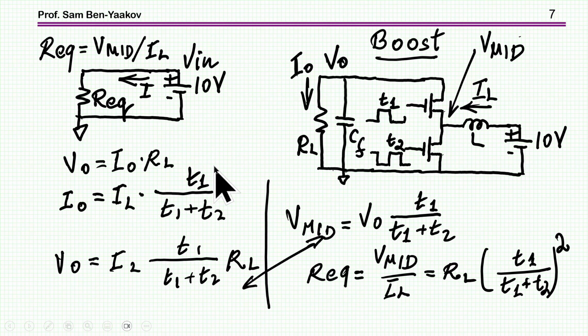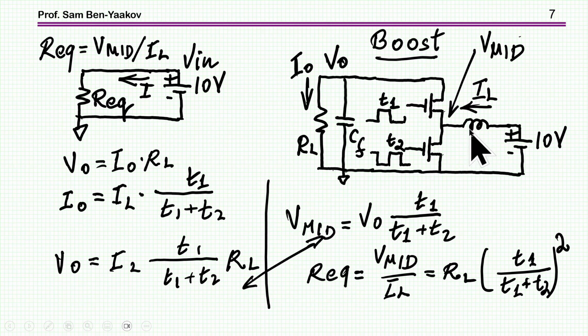Now, the way I'm going to treat it is the same way as the buck. That is to convert it to an equivalent circuit in which we have a source and an equivalent resistance. Now, in this case, the equivalent resistance is the resistance that is seen here. This is the source, and this is the equivalent resistance. And I'm going to calculate this equivalent resistance as the ratio between the voltage and the current here. So I'm assuming a certain current here, IL.